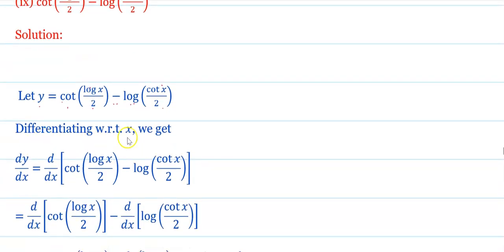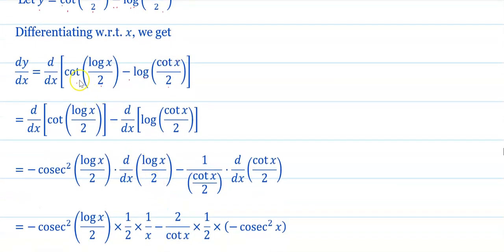Now differentiating with respect to x, d/dx of cot of log of x by 2 minus log of cot of x upon 2. Not x by 2, cot of x upon 2. And here is a log of x upon 2. The derivative operator operates on both the terms, minus d/dx of log of cot of x upon 2. What about the derivative of cot x? It is minus cosec square x.